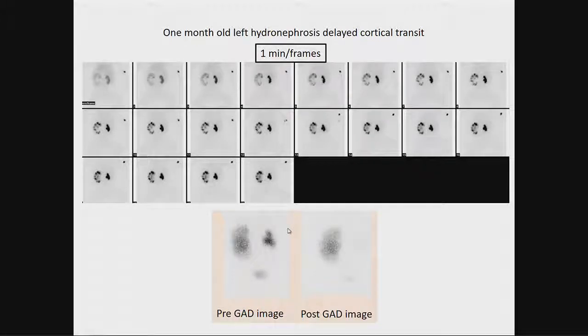And these are the late images, the pre and post gravity-assisted drainage images, which actually show that there is markedly impaired drainage in this case. So this would be a concerning case. I would not just say that there is impaired drainage, I would also say, yes, but there's also prolonged cortical transit time, meaning that this implies that kidney is at a higher risk for loss of function.